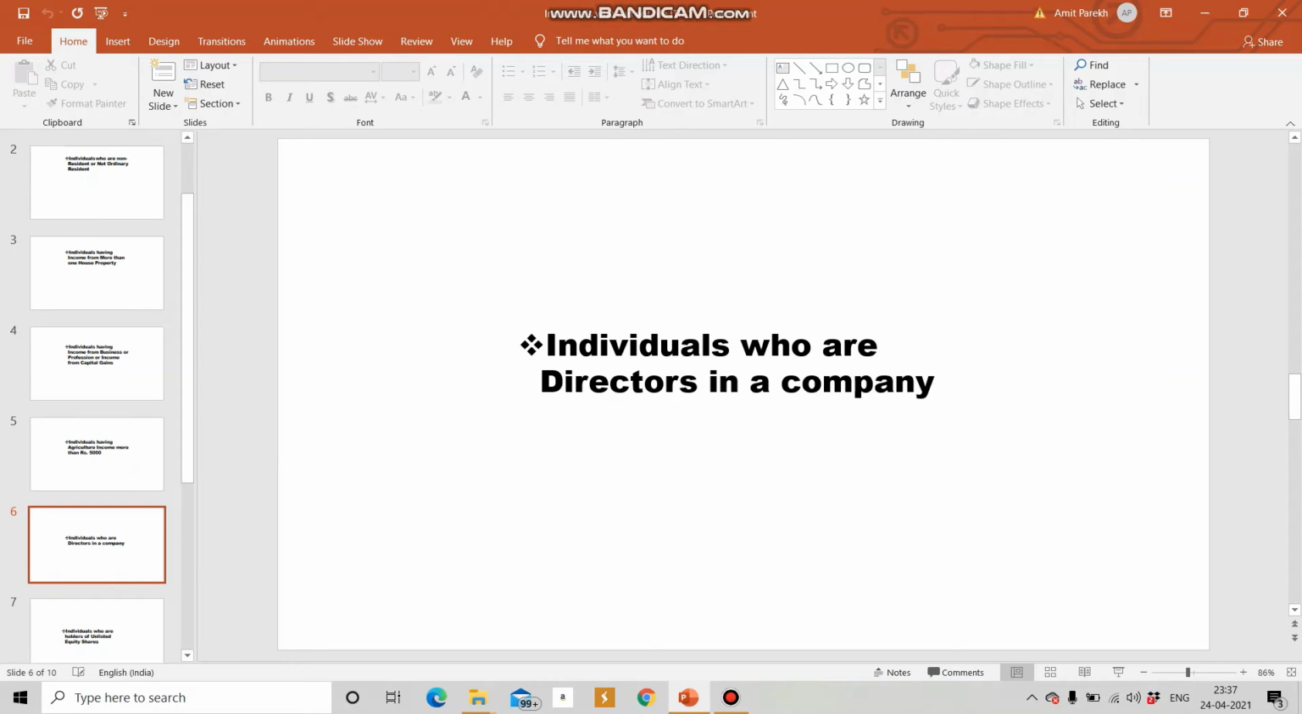Next, individuals who are directors in a company. Company over here includes four types of entities: listed company, unlisted public company, private company, one person company. If a person is a director in any of such companies, then he cannot file ITR1. He has to file ITR2 or 3.